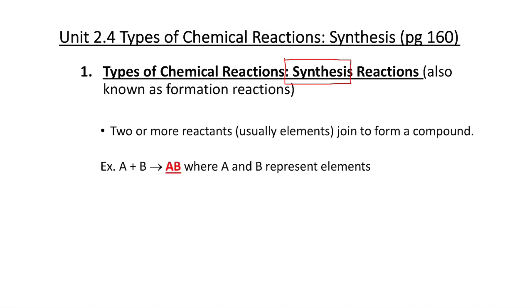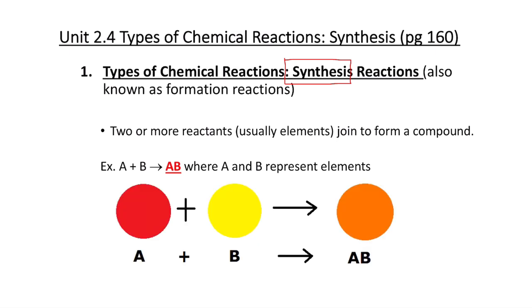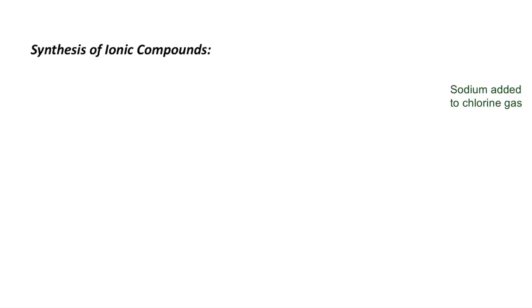So letters are used to represent our elements, to keep it really general. A being the first element, B being the second element, and then they combine together to form a new compound, AB. So this is basically 2 elements coming together to form a compound. So element plus element produces compound, nicely symbolized here by the color red and yellow making orange.